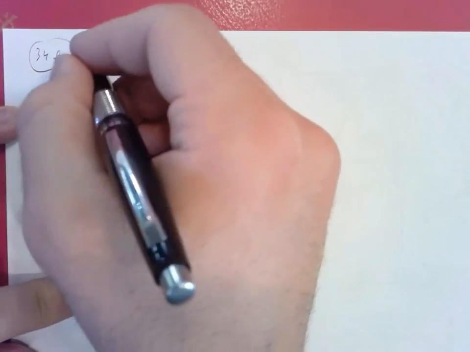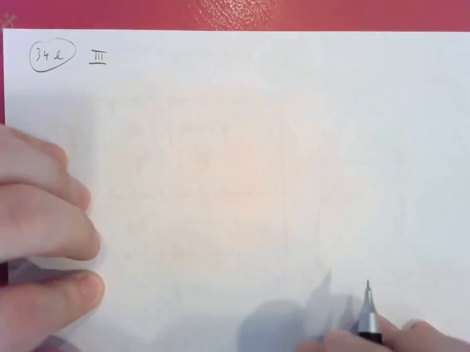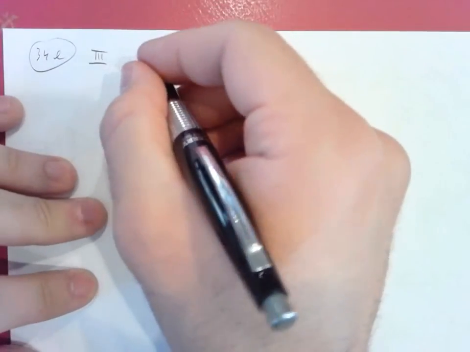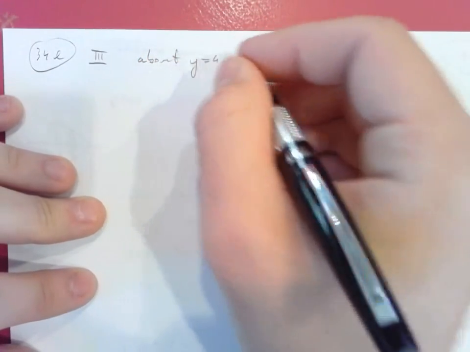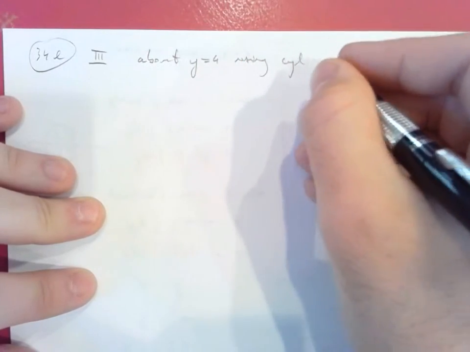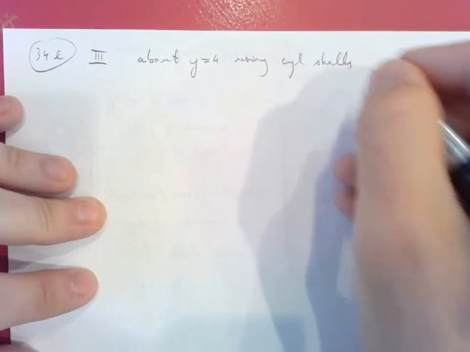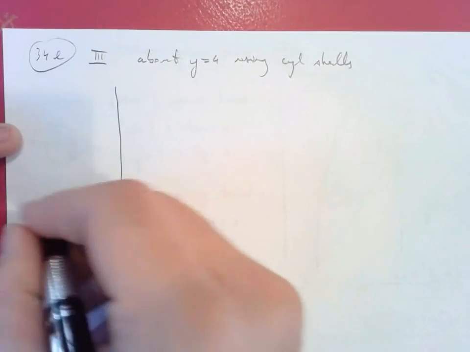Just let me get my sheet of paper set up. So this is 34E, and I'm doing part Roman numeral 3. Okay, so I'm doing this about y equals 4 using cylindrical shells. So again, let me quickly sketch my region.